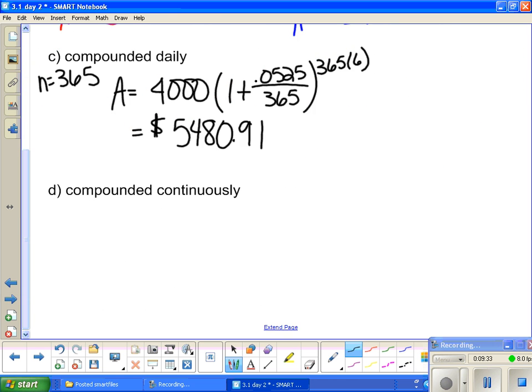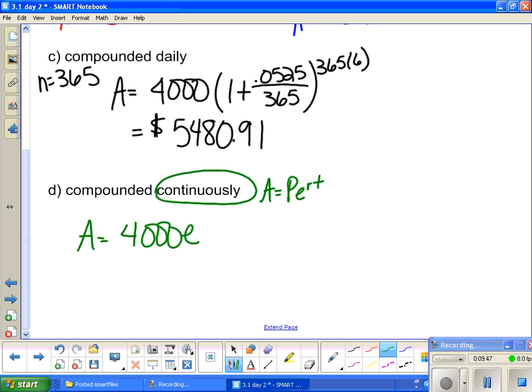Well, there's one more. What if it's compounded continuously? If it's compounded continuously, we use the other formula. We use this formula. So my amount is 4,000 times e to the rate times t, the number of years. Plug that into my calculator, and we get $5,481.91.